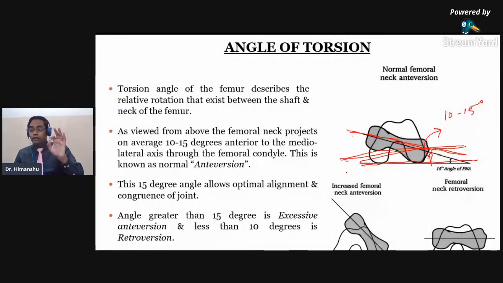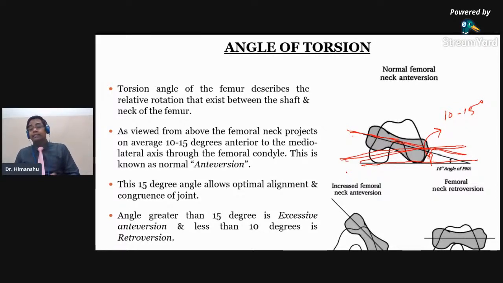It will eventually cause abnormal distribution of weight on the head, neck and shaft of the femur also. That would eventually cause fractures in cases of trauma, or in cases of abnormal or instantaneous weight distribution, or they might lead to dislocations also. Not only this, they would cause contractures of some particular muscles which are getting shortened, and the muscles which are getting lengthened will have some amount of reduced strength. All right, so this degree allows optimal alignment and congruence of the joint.